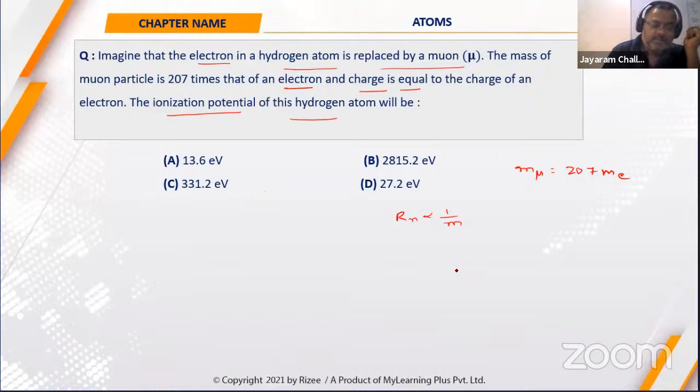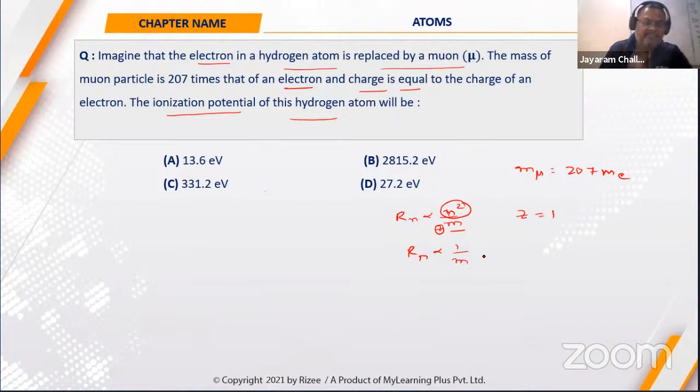Radius of the nth orbit is inversely proportional to the mass, since it's a hydrogen-like thing. So it will be proportional to n square by Z, with Z in the denominator. For a hydrogen one, Z is going to be 1. Since they are in the same orbit, n doesn't have any importance here. So this is the relationship: Rn, the radius of the nth orbit, is inversely proportional to the mass here.